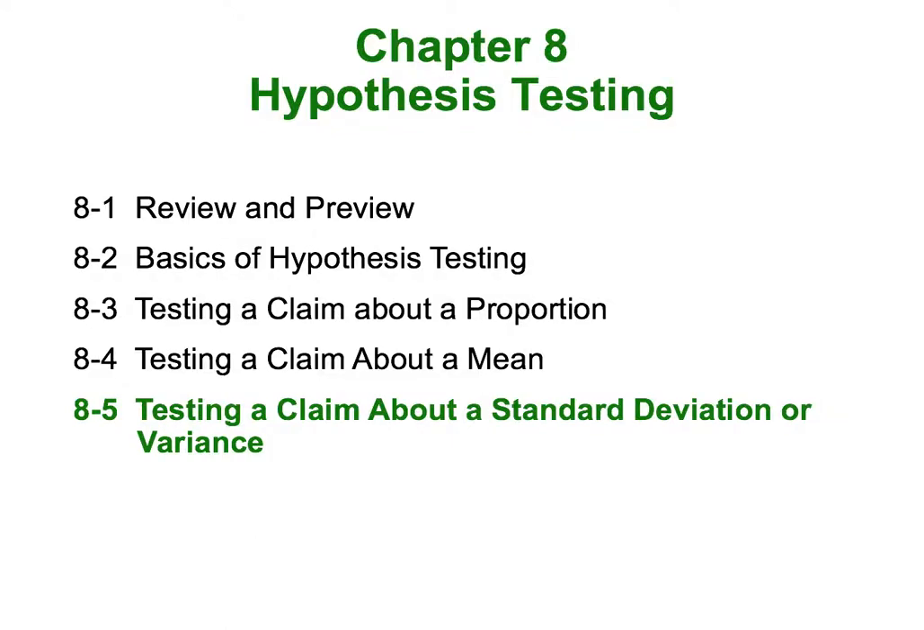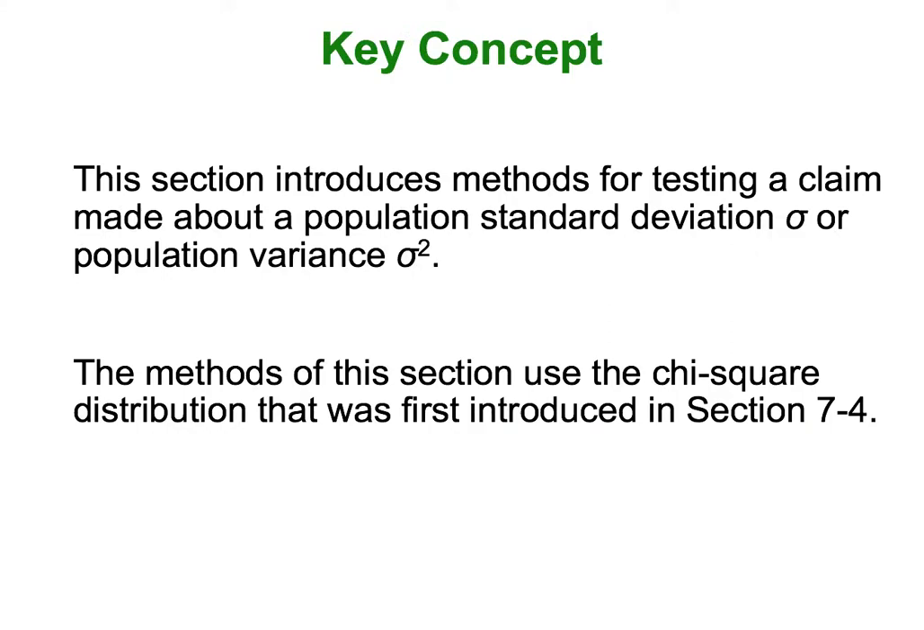And now we'll move on to testing a claim about a standard deviation or variance, and to do that, we're going to use the chi-square. Now, don't forget that this little lowercase sigma is the standard deviation, and the sigma squared is the population variance.